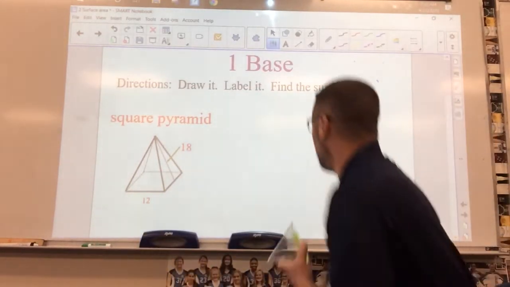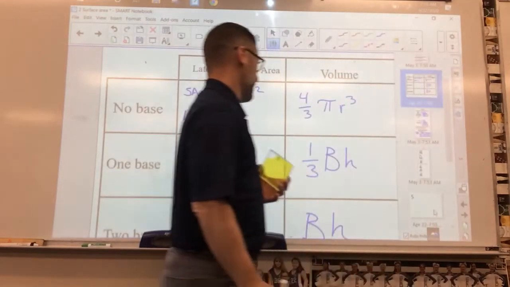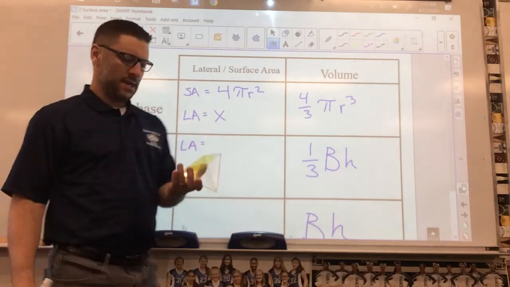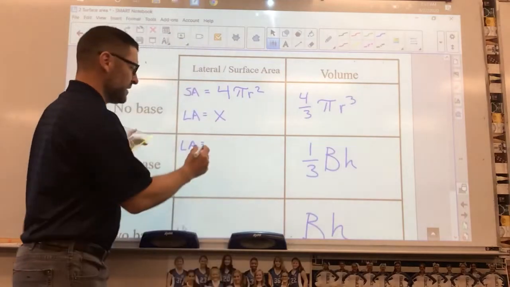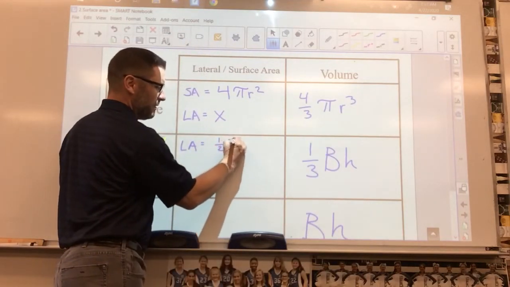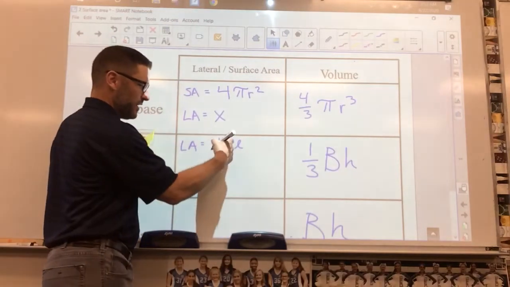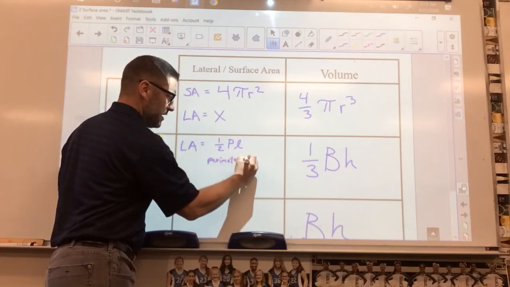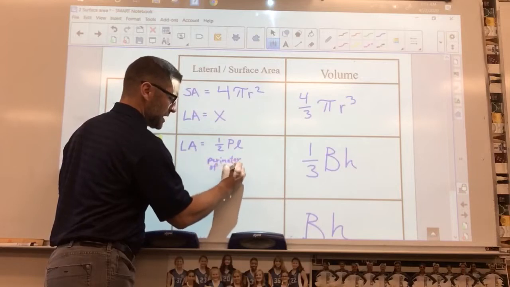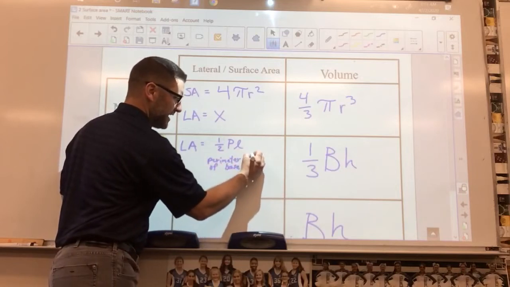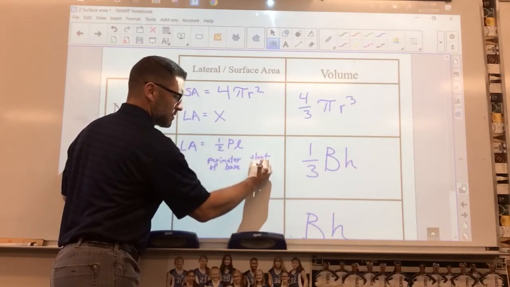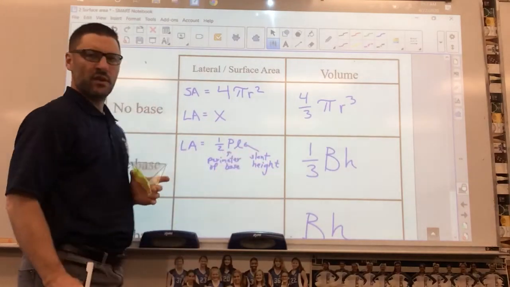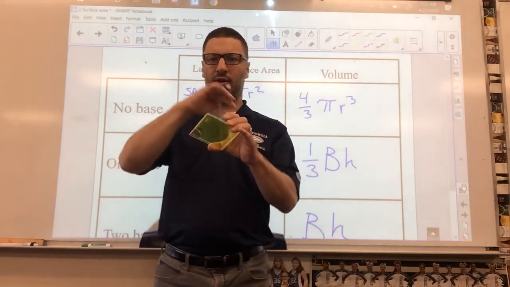Okay? So I'm going to go back to a page that we had started here. There's really two ideas for a one-base figure. So first of all is lateral area. And again, it's those triangular faces. And that lateral area has a formula. It's 1/2 PL. And the P value here is called the perimeter of the base. And the L is the slant height. L is the slant height, P is perimeter of the base. That will handle the lateral area of the figure.